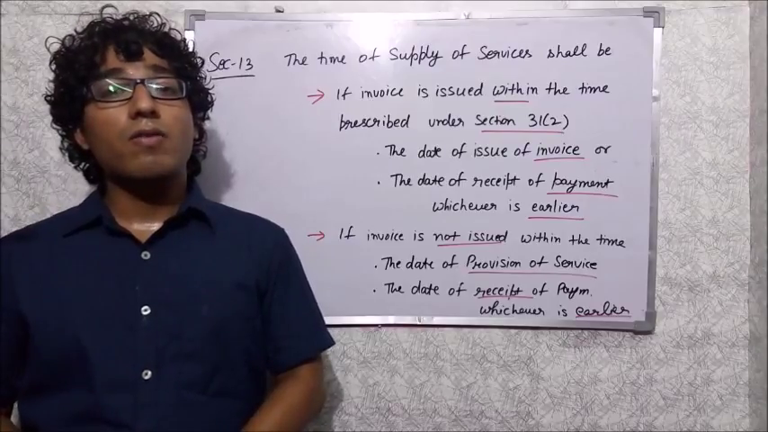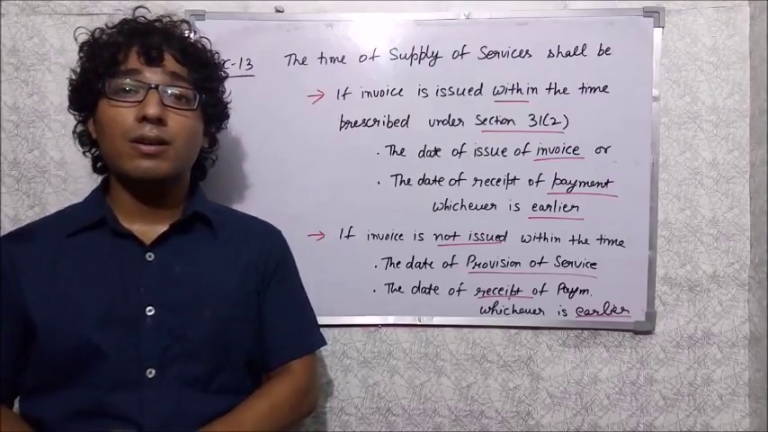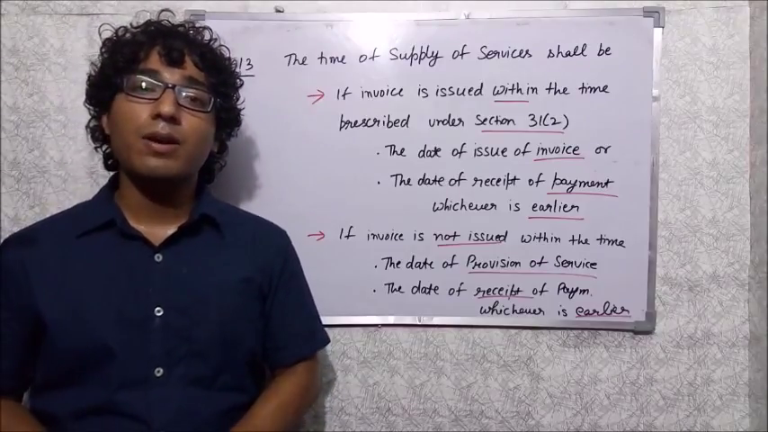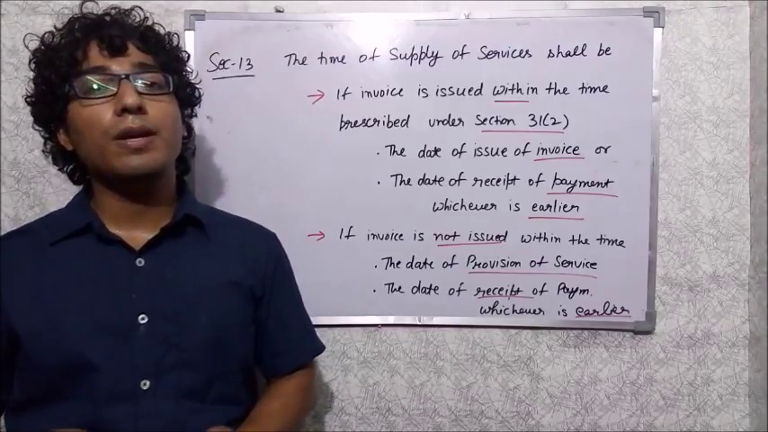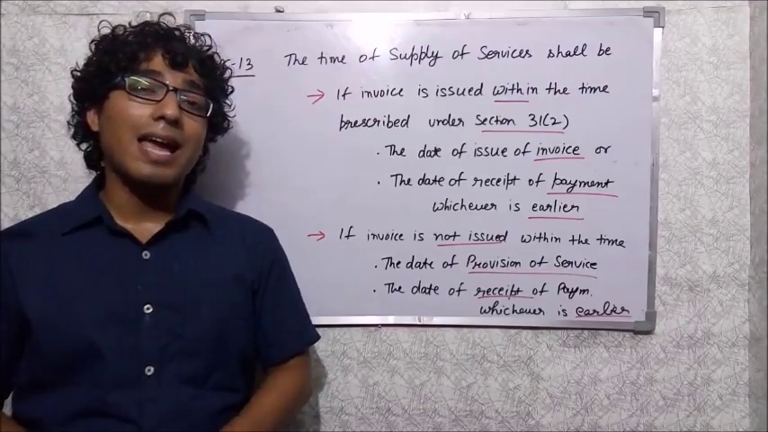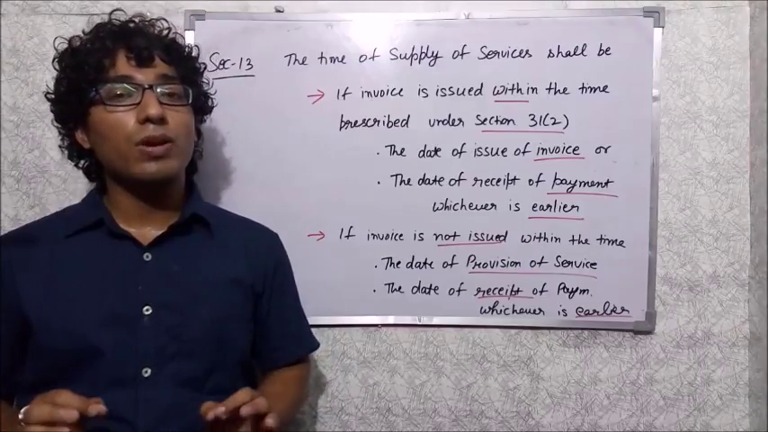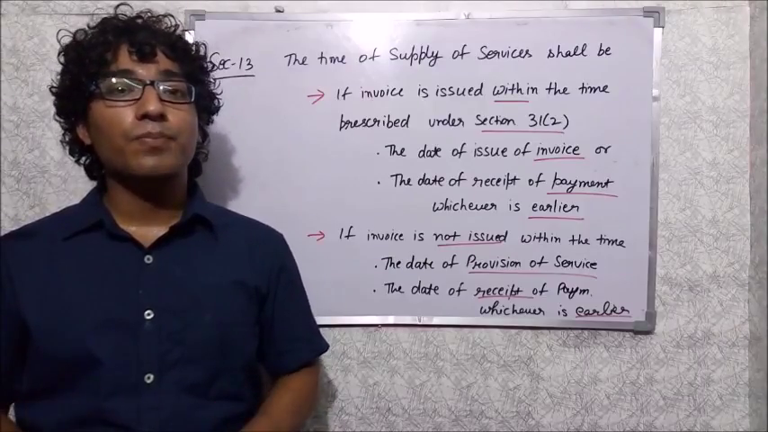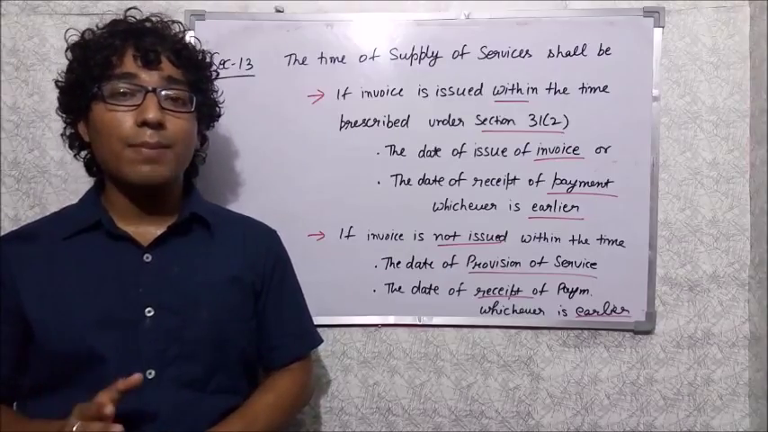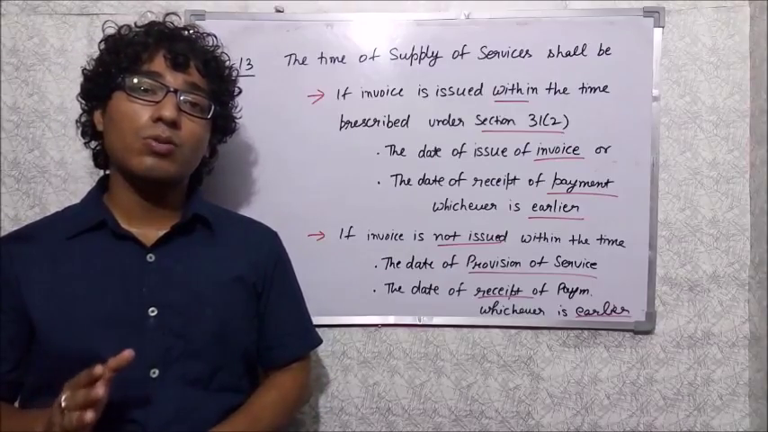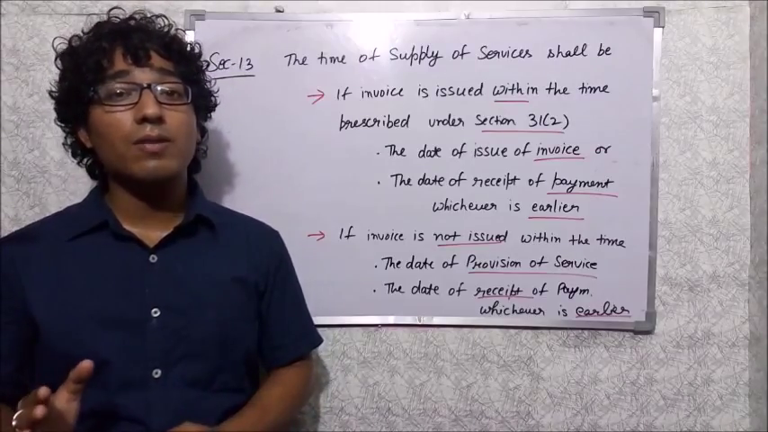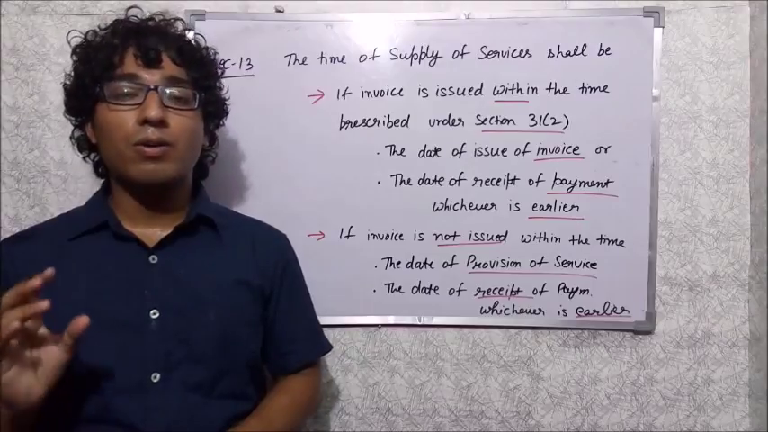Now the question is, what is the time limit within which the invoice needs to be issued by the supplier? The time within which the invoice needs to be issued by the supplier is given under section 31 subsection 2, and the invoice for service is to be issued before or after the provision of service, but within the time prescribed under the rule.